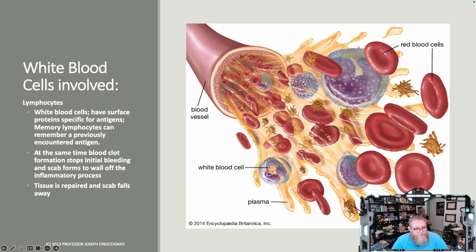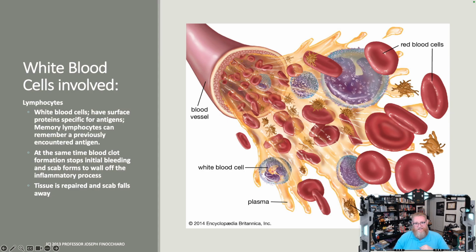Lymphocytes. These are white blood cells. They have surface proteins specific for antigens. Memory lymphocytes can remember a previously encountered antigen. At the same time, blood clot formation stops initial bleeding and a scab forms to wall off the inflammatory process. Tissue is repaired and the scab falls away.